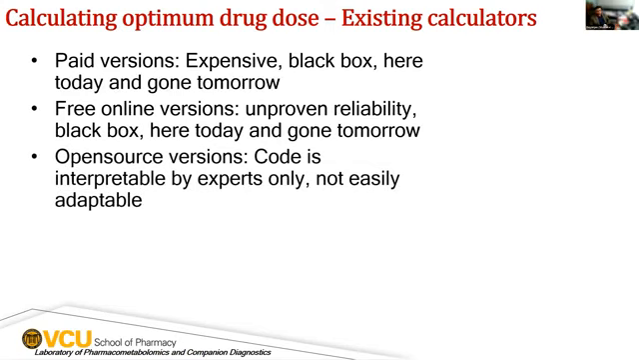How about open source versions? Now, of course, they are no longer black box, right? But then you need to be a computer scientist to understand the code behind it, be able to interpret it, be able to adapt it. You need an expert. So these are not easily adaptable. So the open source versions, typically those written with R, Python, C#, C++, whatever, is not a solution for healthcare professionals to create these calculators as they need.